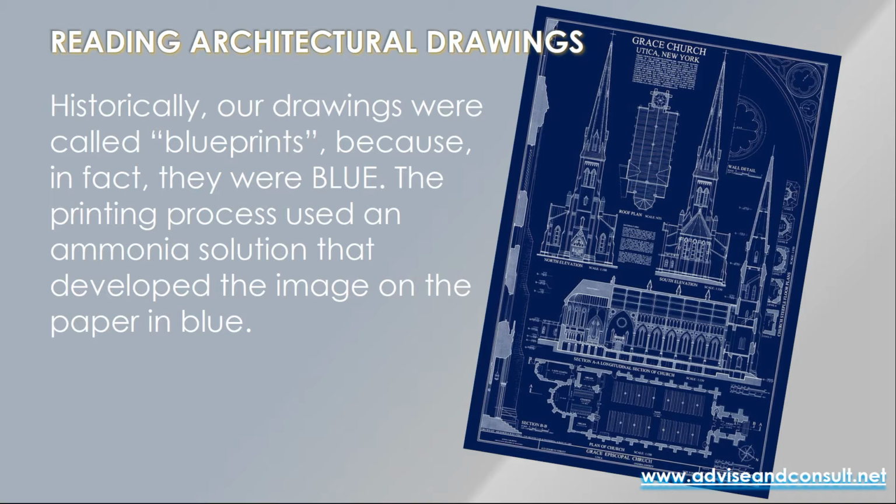This is a drawing of Grace Church in Utica, New York. The printing process was one that used ammonia, and back early in my career, we used to still have blueprints, and I would make copies in this horrible ammonia machine, breathing in the ammonia, so maybe that's why my brain doesn't function entirely correctly. But anyway, that's why people call them blueprints and have called them blueprints in the past.